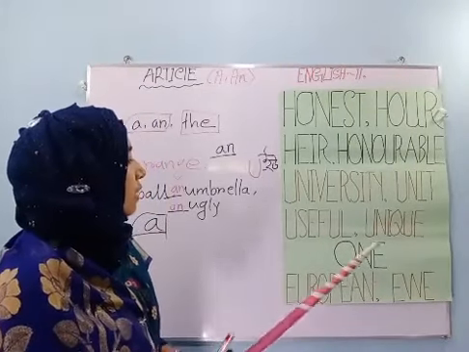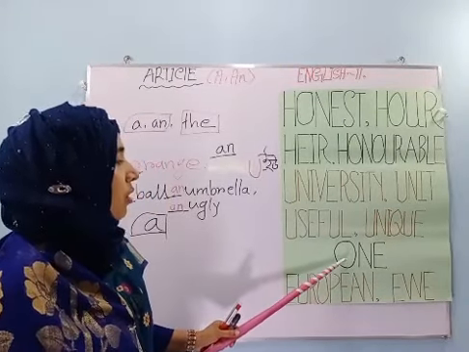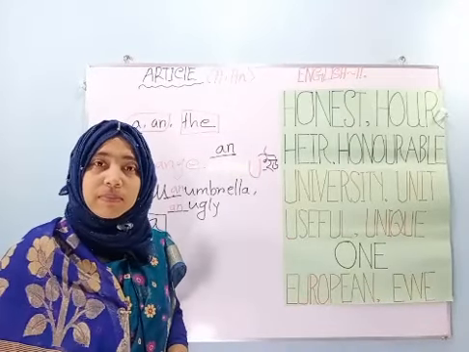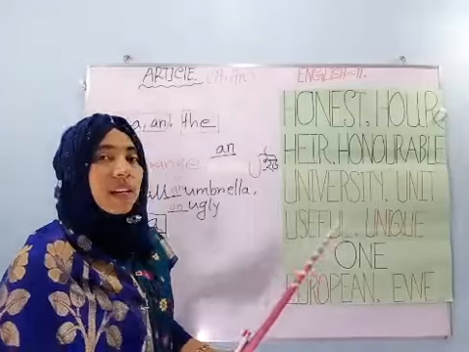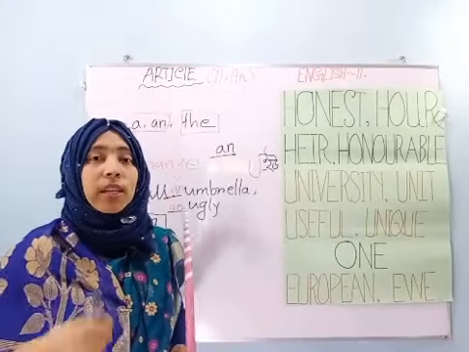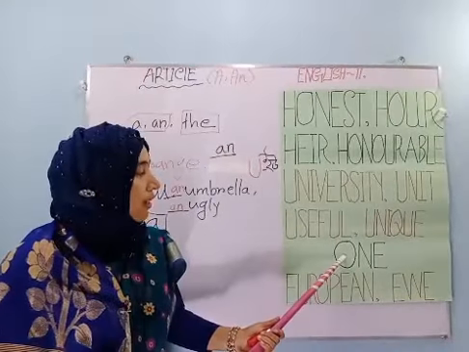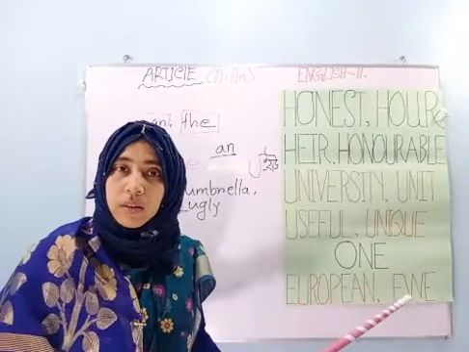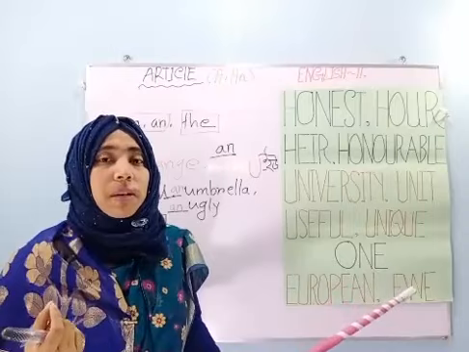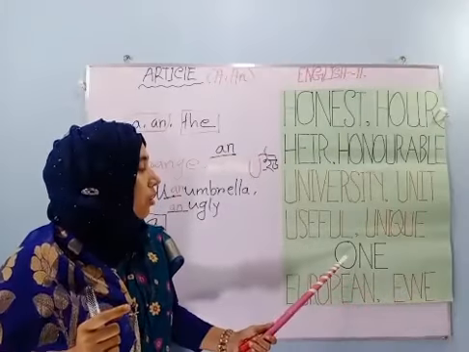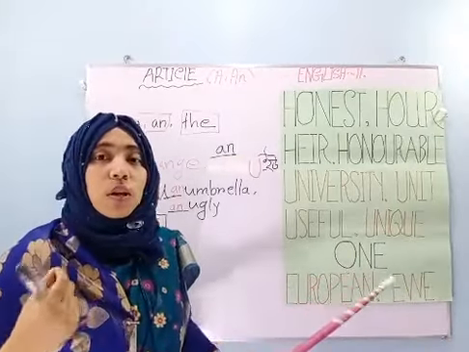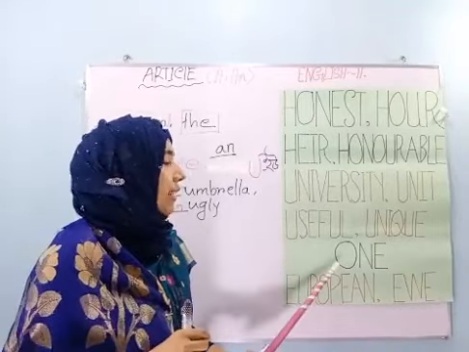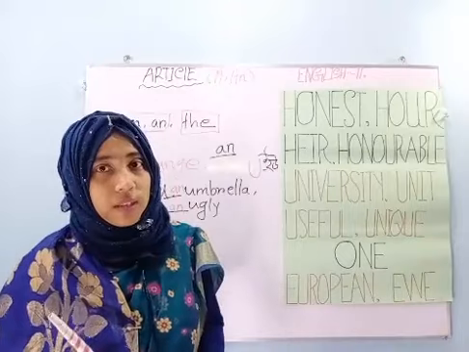And then you see one thing here and it is one. Okay. What is this here? This is one. And you see here the first letter is O, and you know O is also a vowel, but you have to remember, you have to keep in mind that when O is pronounced like "wa", then you have to use the article a instead of an.